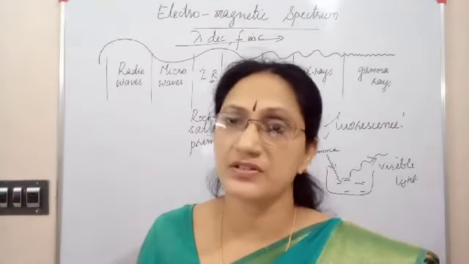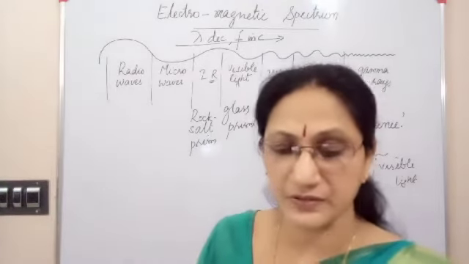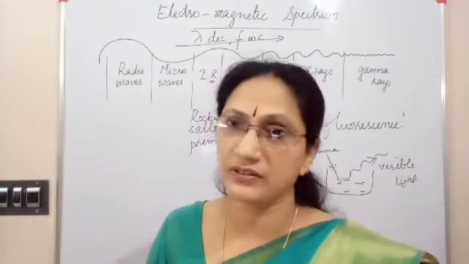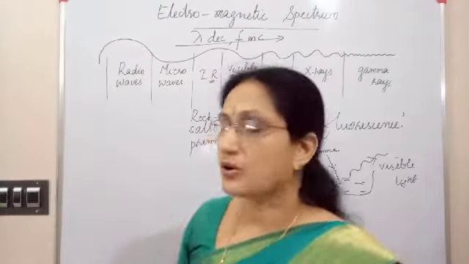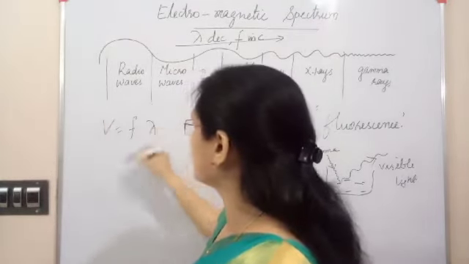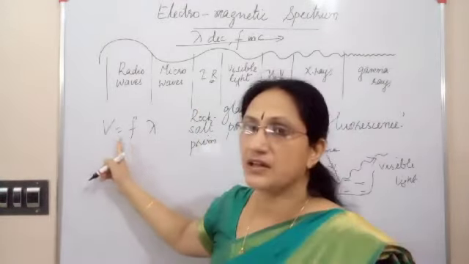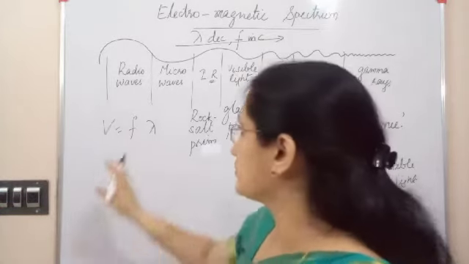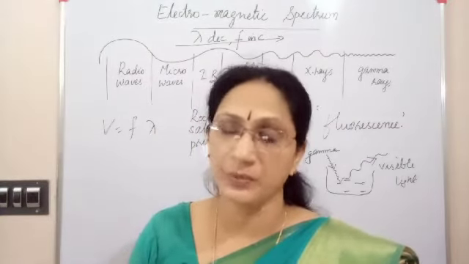Then the exercise: this chapter 6 is over. Exercise questions you can do by yourself. There are some numericals on page number 137. There are 3 numericals. All the numericals are based on the formula v = fλ. This is the general formula for waves. v is velocity, f is frequency, and λ is wavelength. Based on this equation, you can solve all the 3 numericals.